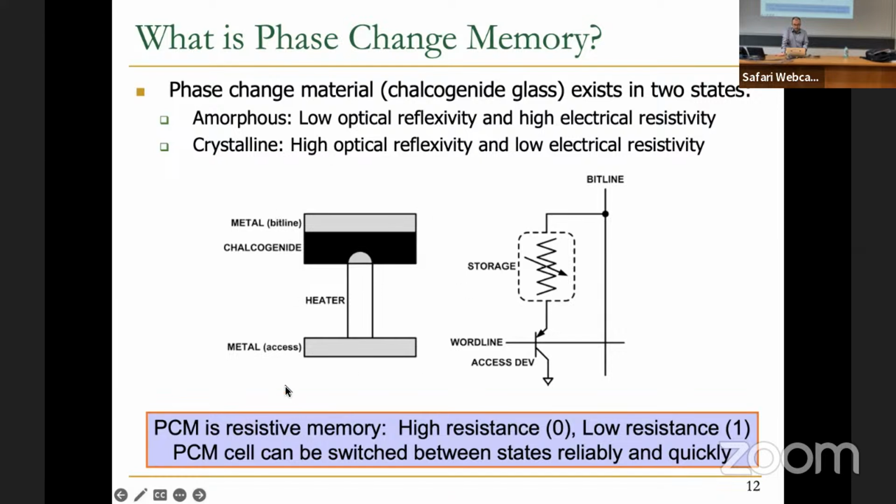So this is the PCM cell that you have. Essentially, this is the material, this is the heater, and the metal is the access; this is the access transistor here. You can consider the resistance here as a variable resistance that you can tune. PCM is a resistive memory, and high resistance you can encode as 0, for example, and low resistance as 1. PCM can still be switched between states reliably and quickly, but that quickly we'll see. It's not that quick, not as quick as, for example, DRAM.